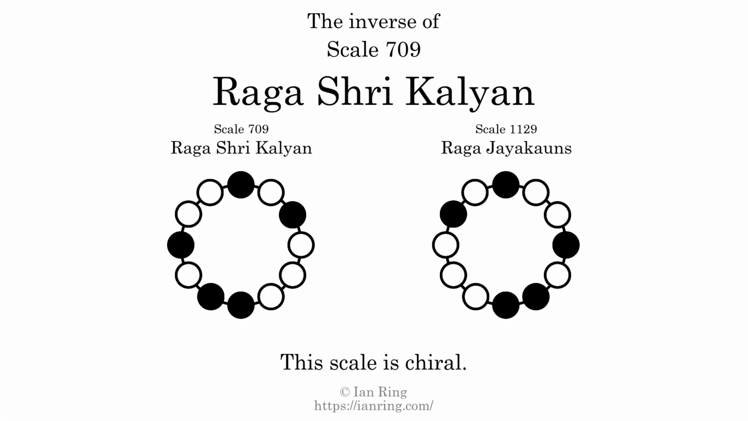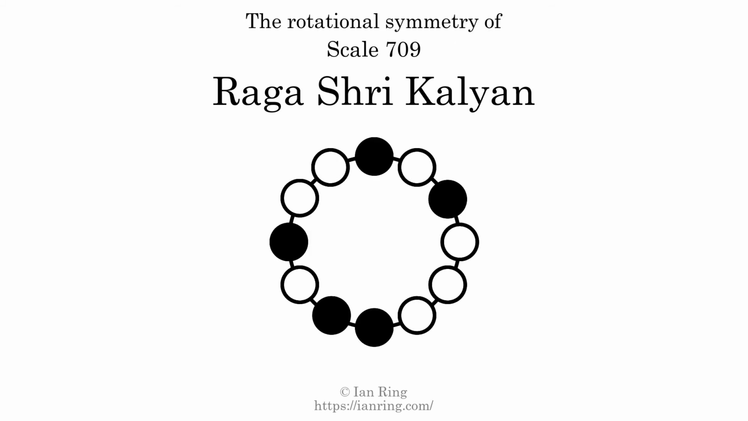The inverse of a scale is a mirror image. It is what you get when the sequence of intervals is reversed. The inverse of this scale is scale 1129, also known as Raga Shri Kalyan. This scale is chiral. It cannot transform into its inverse by rotational transformation. This scale has no rotational symmetry.